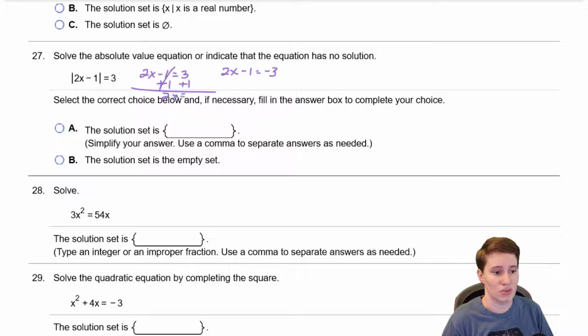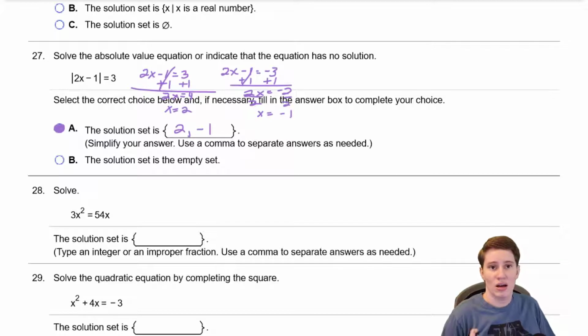So 2x equals 4. We divide both sides by 2 and get 2. And then we add 1 and get negative 2, so divide by 2. And we get negative 1. So we have 2 answers this time, 2 and negative 1. And we just write them in that set of curly brackets with a comma in between, because we're making a list, basically, of the things.